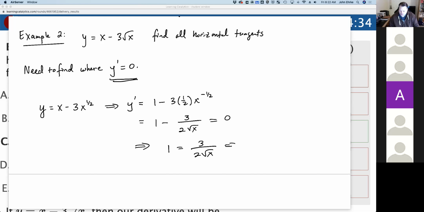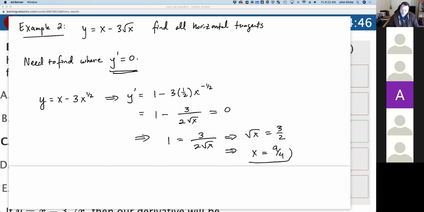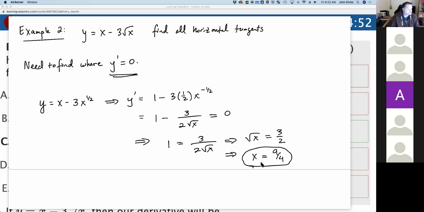So square root x is equal to 3/2. Or if I square both sides, x is equal to 9/4. So if you look at the answer choices, answer choice C had x equal to 9/4. If you plug 9/4 back into the original function, you'll find that the corresponding y value is negative 9/4.